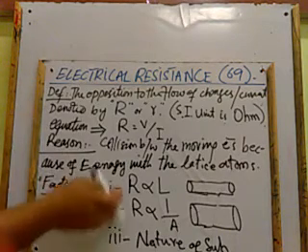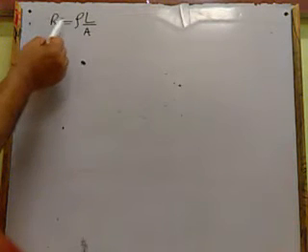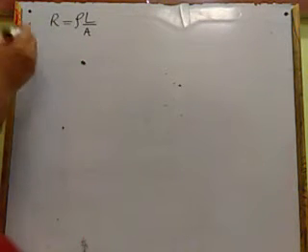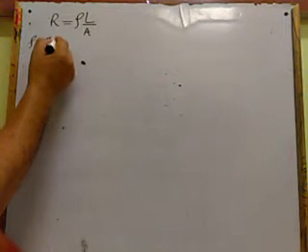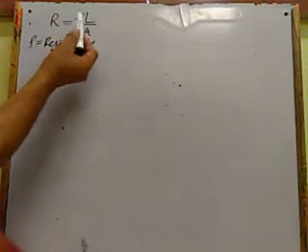Combining these two mathematical relations in a single equation, we can write that resistance is equal to rho L divided by A, where R is used for resistance and rho is a constant of proportionality, which is used here for resistivity. L is used for length of the conductor and A is used for the cross-sectional area of the conductor. Different materials have different values of resistivity.